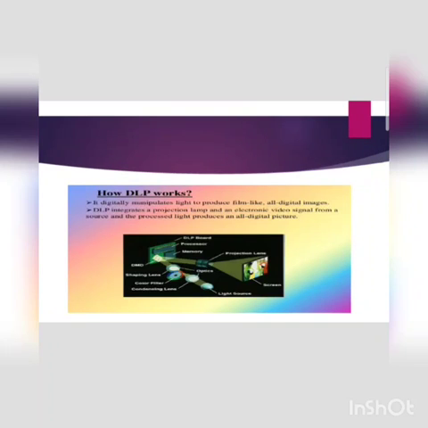How DLP works. Number 1, it digitally manipulates the light to produce film like all digital images. Number 2, DLP integrates a projection lamp and an electronic video signal from a source, and the processed light produces an all digital picture. You can see in the image how DLP works. You can see in the image sharpening lens, color filter, DMD cells, and other things.